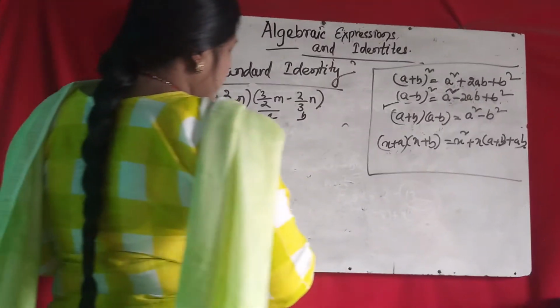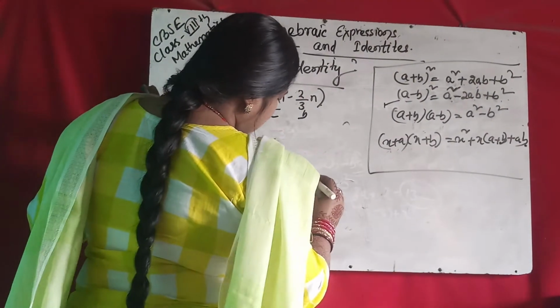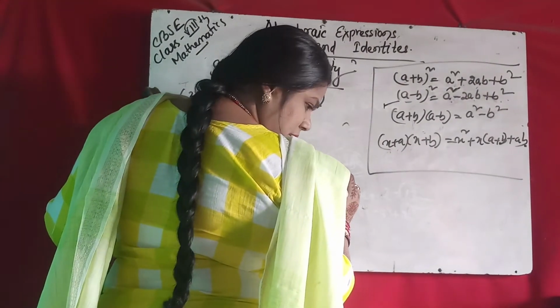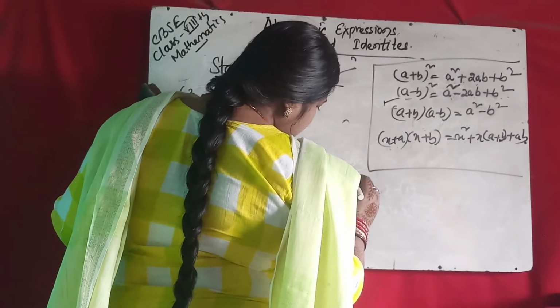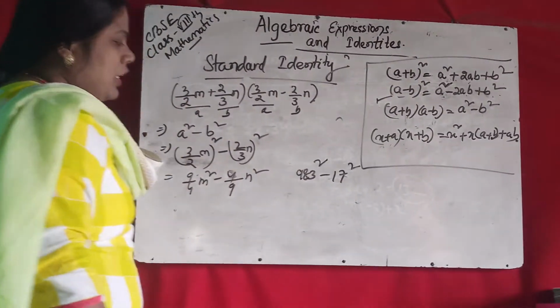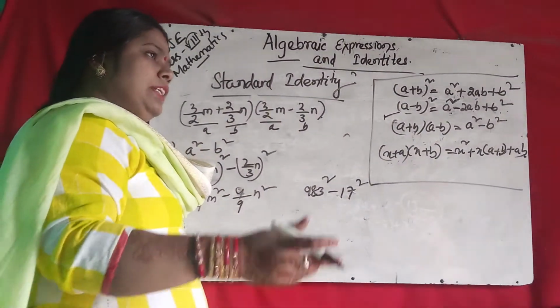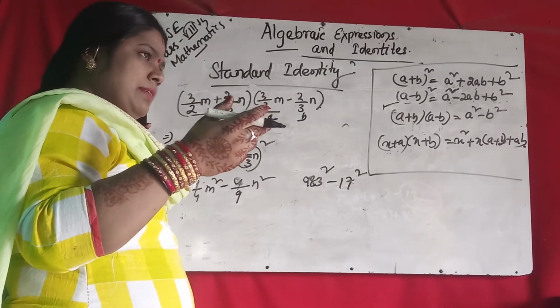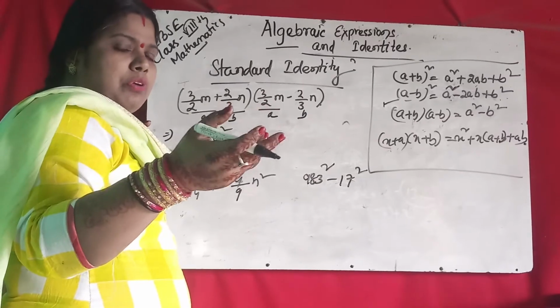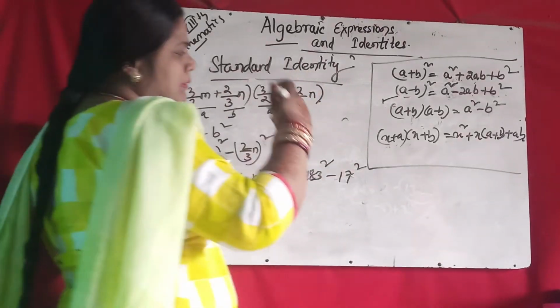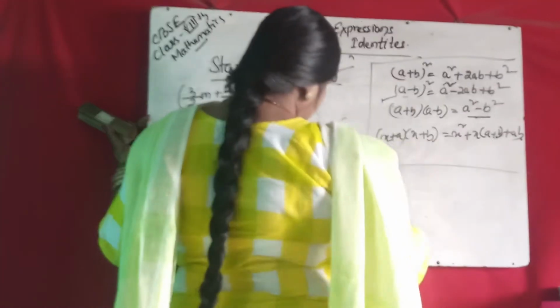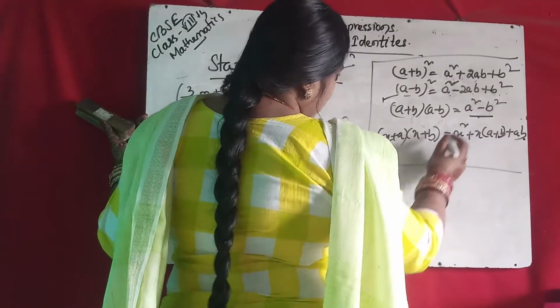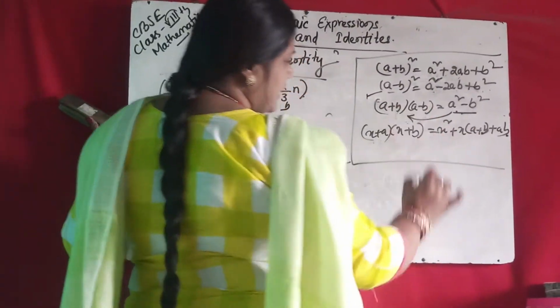Suppose another question is there: 983 square minus 7 square. If you multiply 983 into 983 or 17 into 17, it may be time taking. So you know the formula a square minus b square. Suppose the left side is given like this, it is a, it is b.